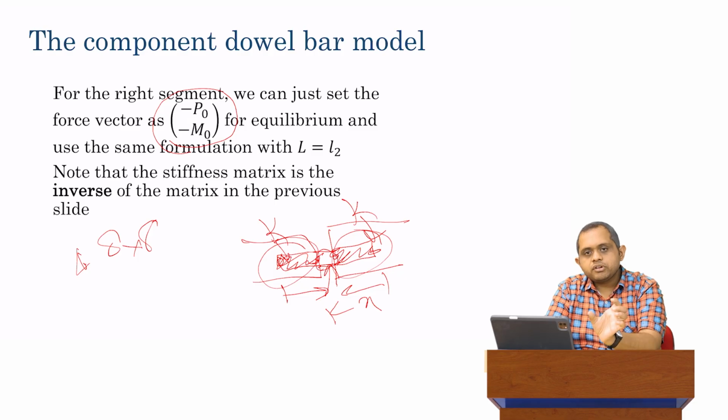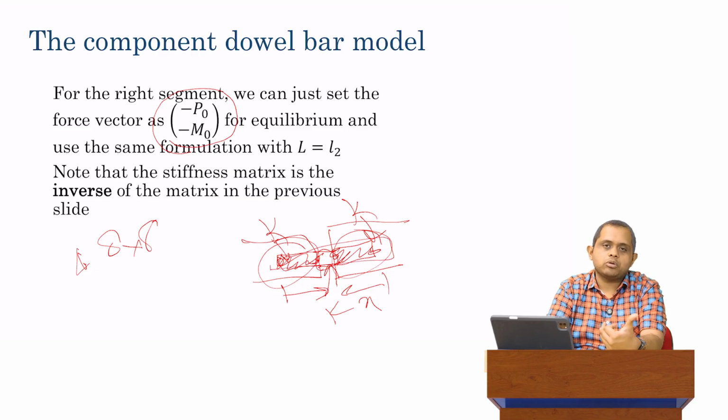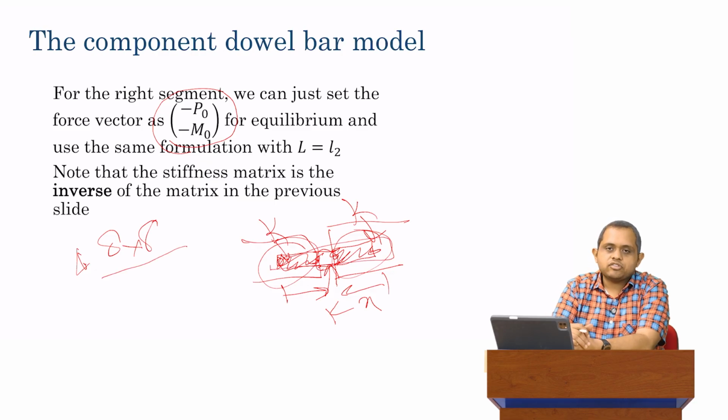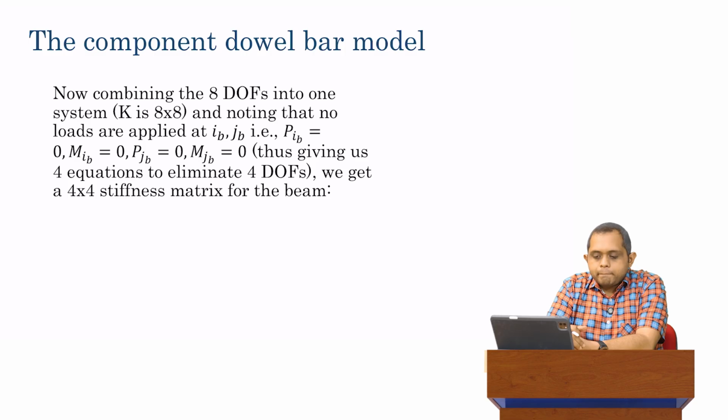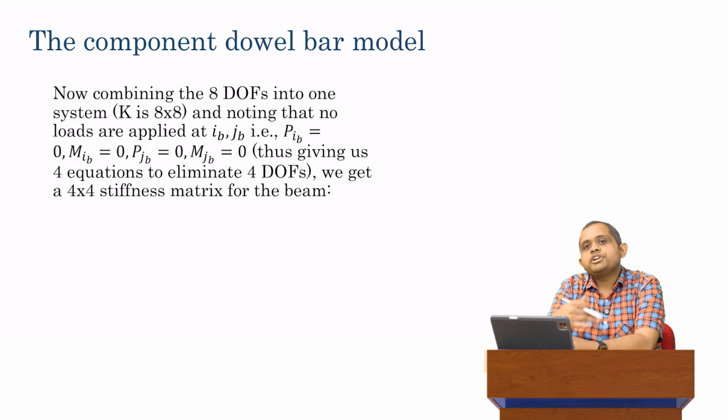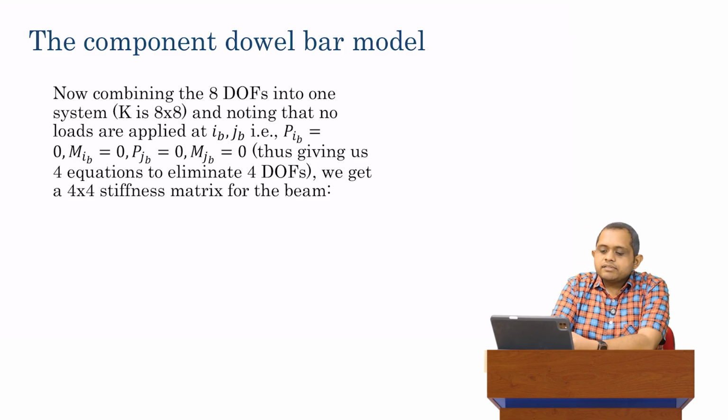For each of those segments, we have the local stiffness matrix. We can combine them into the global stiffness matrix for this beam or this dowel bar. It gives us an 8 by 8 stiffness matrix. But as it turns out, we can actually do even better. The reason we can do even better is we know one thing about the physics.